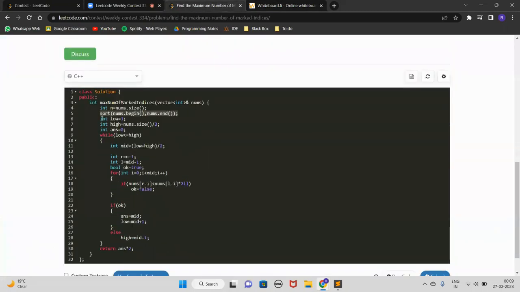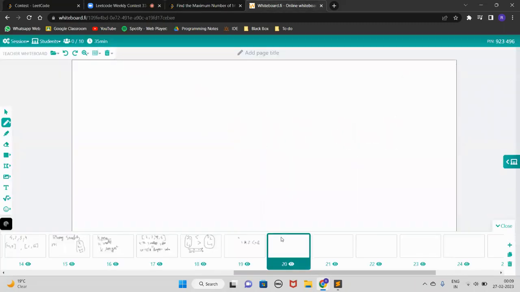So coming to the code, firstly we are finding the size of the nums integer vector sent to us. Then we are sorting the nums vector. After that, we are setting a search space. So what is a search space? Search space basically means what values the answer can take.